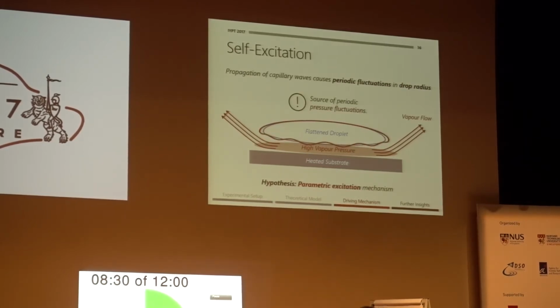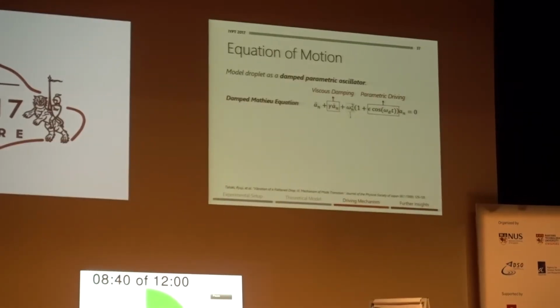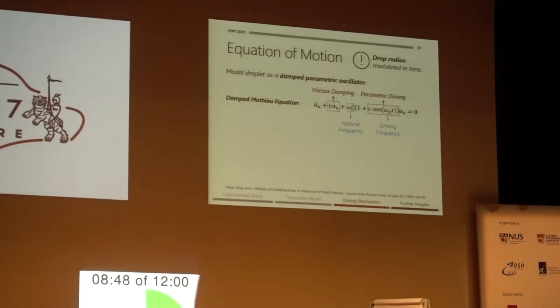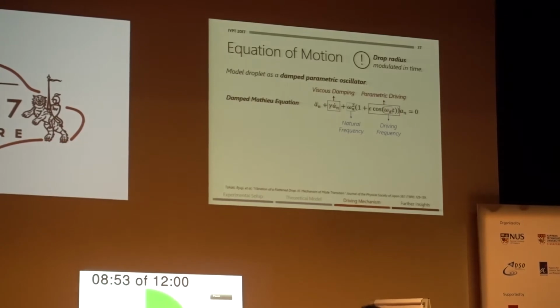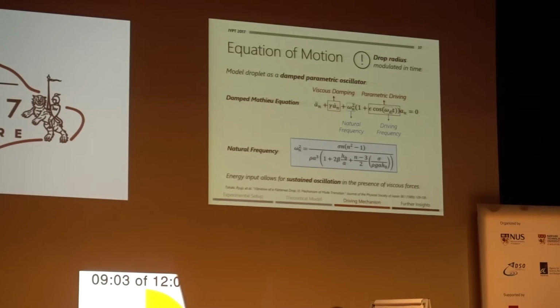We hypothesize that this is a parametric excitation mechanism where the driving frequency is twice the natural frequency of the droplet. Modeling the droplet as a damped parametric oscillator, we can write down the damped Mathieu equation, which consists of a viscous damping term and a parametric driving term, as the drop radius is modulated in time. We note that omega_b denotes the natural frequency, which we recall is given by the following expression. We see that the energy input from the driving allows for a sustained oscillation in the presence of viscous dissipative forces.